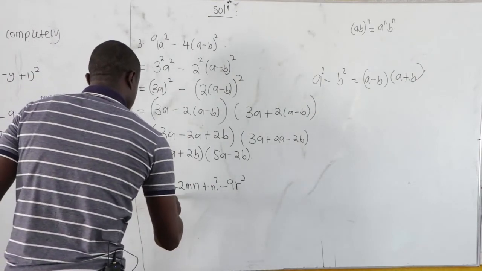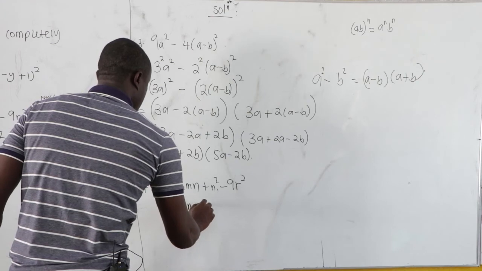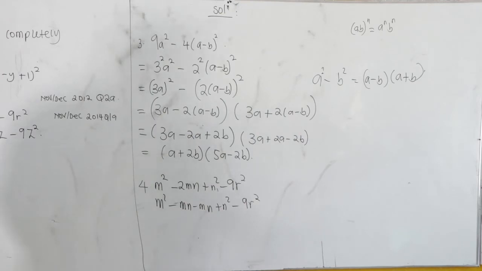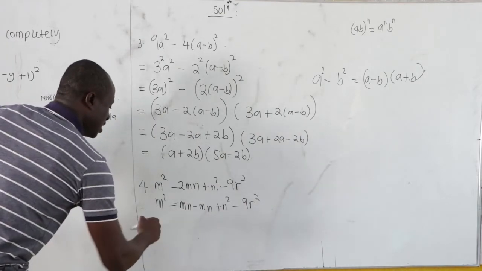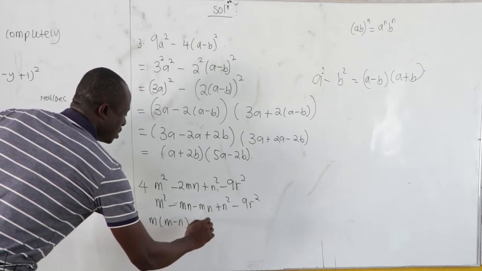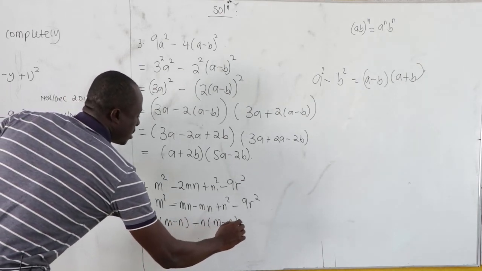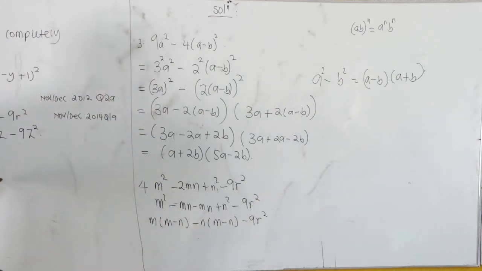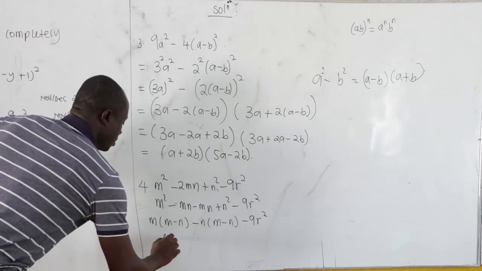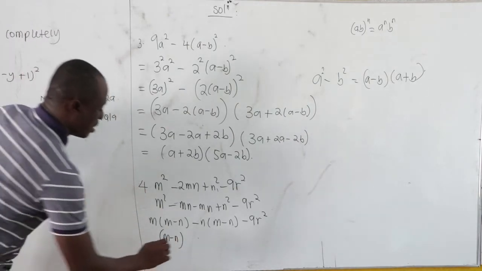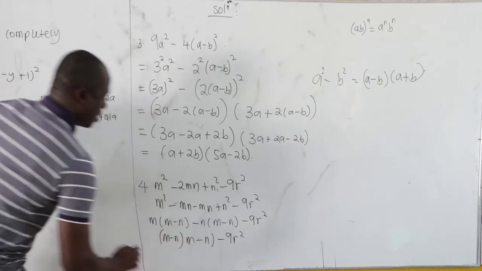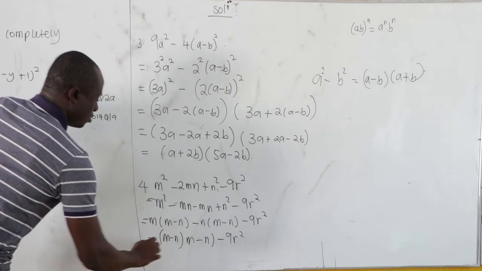So this will give us m squared minus mn minus mn plus n squared minus 9r squared. Now, over here, taking the 2 terms, m is common, so we have m(m minus n). And this one too, negative n is common, minus n(m minus n) minus 9r squared. Now what can we see? m minus n is common. Let's factorize m minus n out. Now what is left here? m. What's left here? Negative n. Let's not forget our equal to.